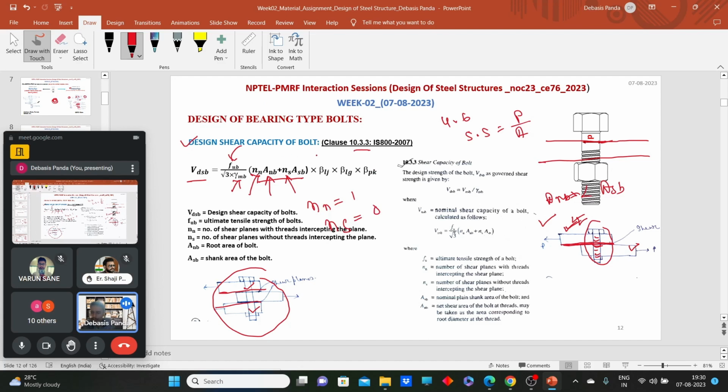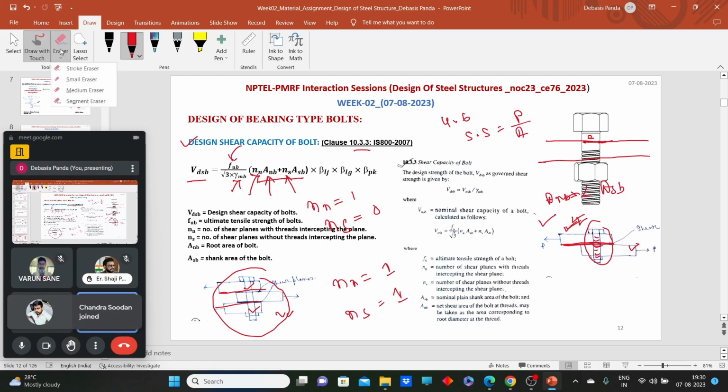So I can calculate the shear capacity. Now for this case, there are two shear planes. You can consider N_n, one shear plane is passing through the root. You can consider one shear plane is passing through the shank. If a question does not specify where the shear plane is passing through, you can consider one of them. But as a designer, we have to consider the most critical condition, and that is that the shear plane is passing through the root.